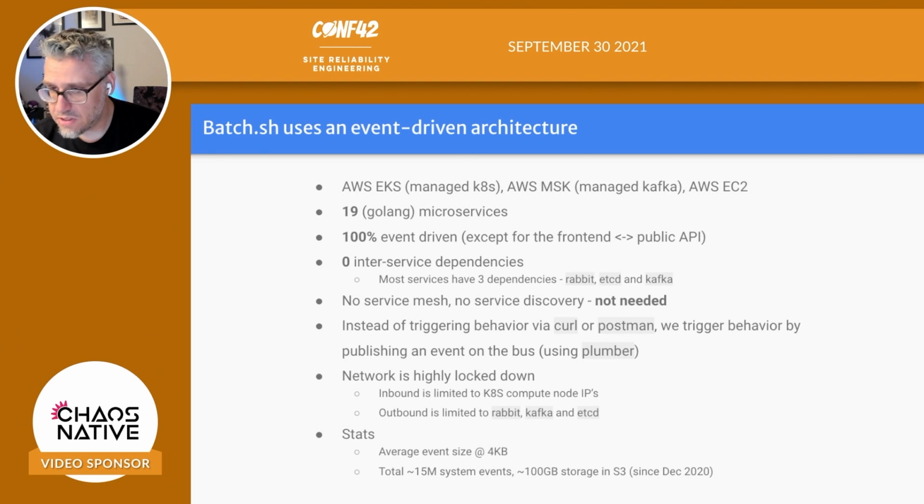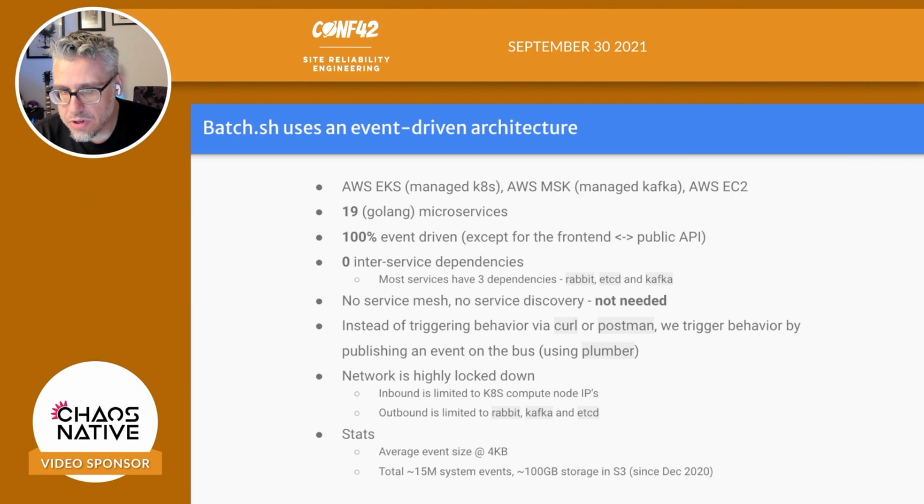We have no service discovery. We do not need any of it because we don't really care about accessing those services, and those services don't need to talk to each other. We don't care about having MTLS between every single service and so on. The only things that we have is just MTLS between the service itself and Kafka, and that's about it. And of course, Rabbit and etcd.